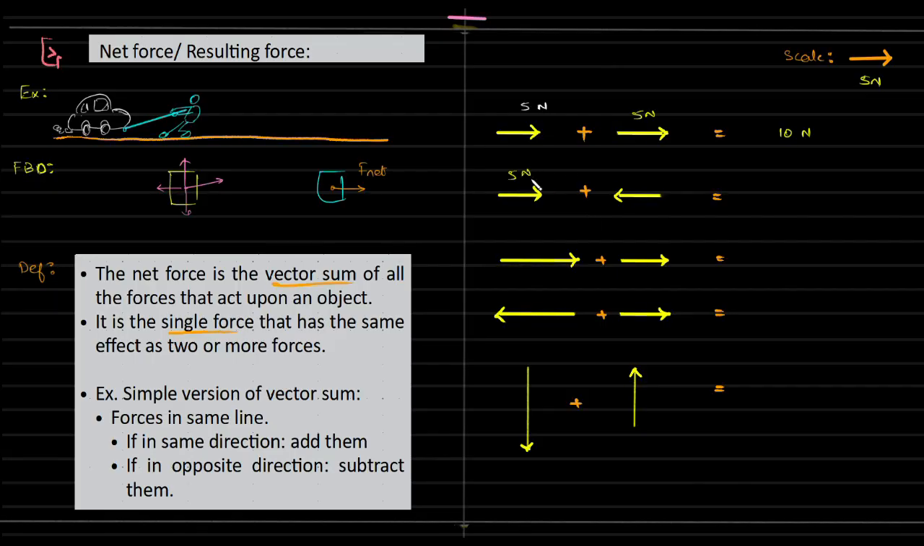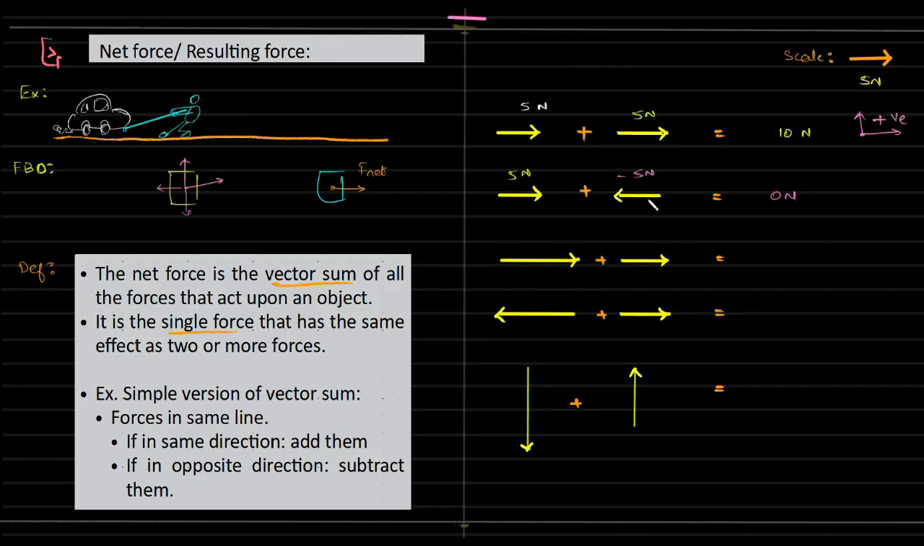If we have 5 Newton and in the opposite direction 5 Newton, what will happen? Is it 10 Newton? No, right? It will be 0 Newton. How is it that we're getting 0? Because this is negative 5 Newton. So we have to decide what you will take as positive and what as negative. I generally go with right and up as positive. So since this is left, it will be negative.